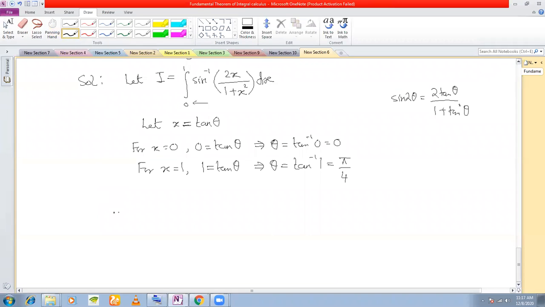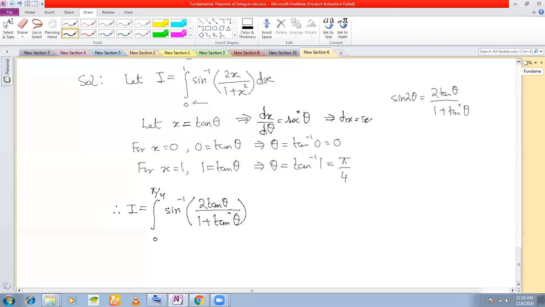I is equal to integral 0 to pi by 4 sin inverse 2 tan theta by 1 plus tan square theta. And we are forgetting one more thing. What are we forgetting? We are forgetting to differentiate x. dx by d theta is sec square theta. That means dx is sec square theta d theta. So instead of dx, you put sec square theta d theta.